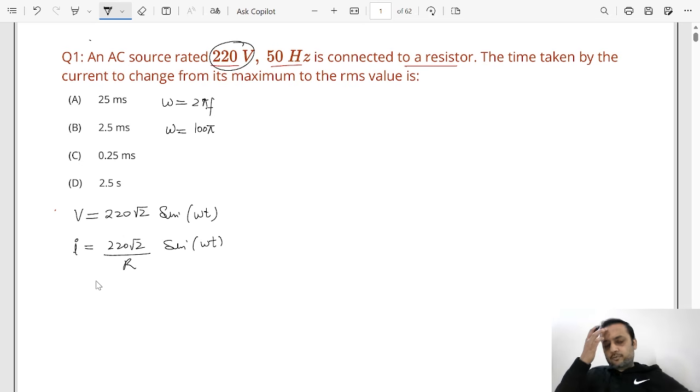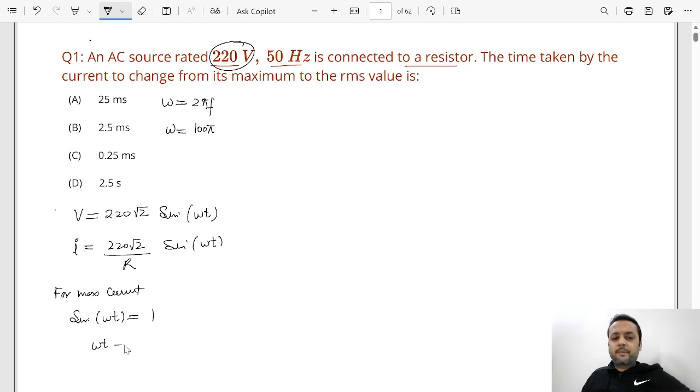Now let us see at what time the current will be maximum. Current will be maximum when sine omega t should be 1, because sine theta should be 1. So you can say that omega t should be pi by 2. Actually, since it's a periodic current, sine theta will become 1 many times, not just when omega t is pi by 2. So omega t is pi by 2, then pi by 2 plus 2 pi, then pi by 2 plus 4 pi. So you will get many multiples. In fact, in one period also, the value of the current will repeat.